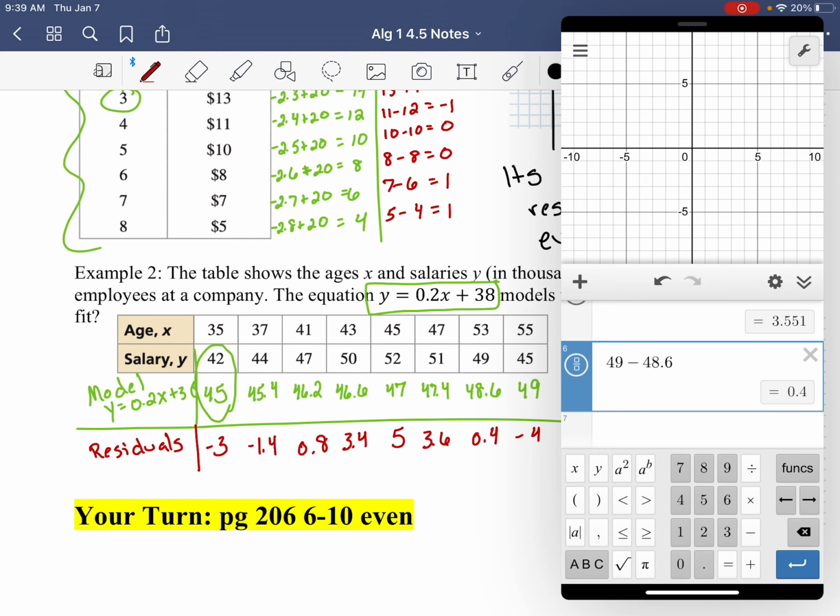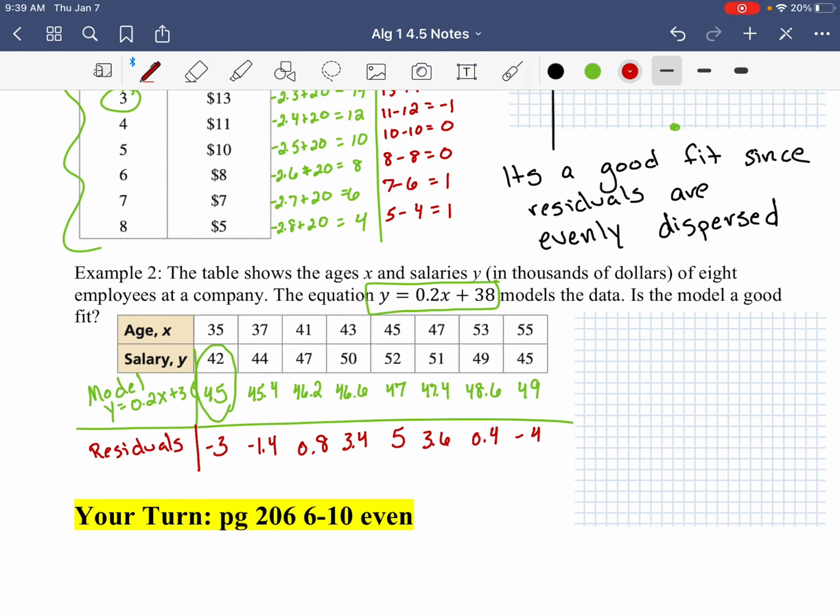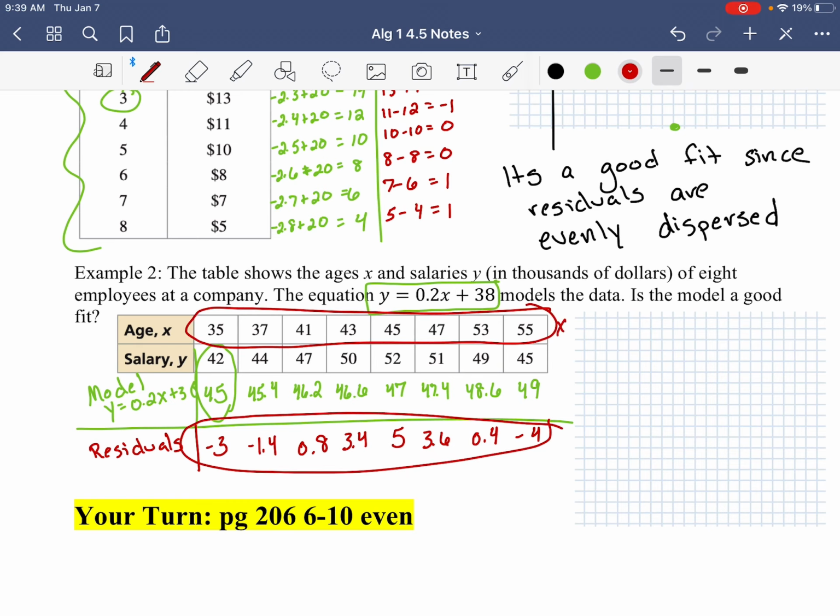Okay, so now that we have all the residuals, we want to graph them. We're going to use these for our x's and these for our y's, just to see what the residuals look like. All my x's are positive and they start at 35, so I'm going to do a break in my graph, a zigzag to show a break.